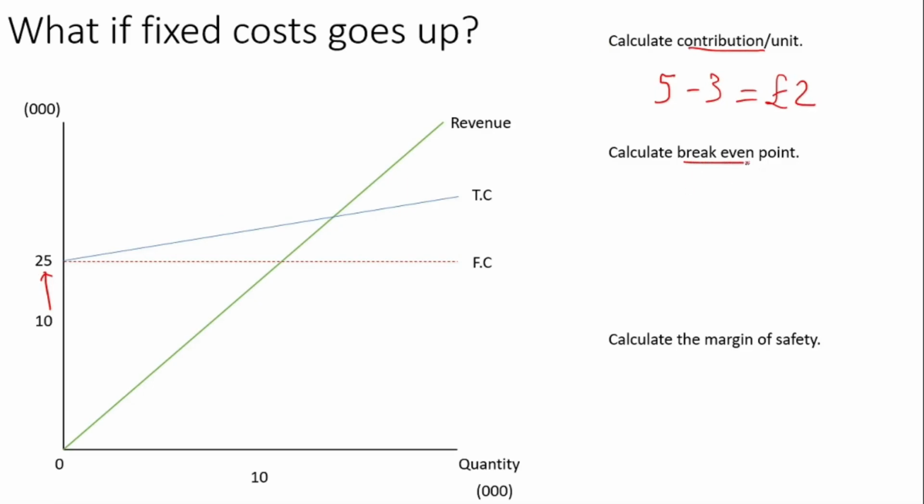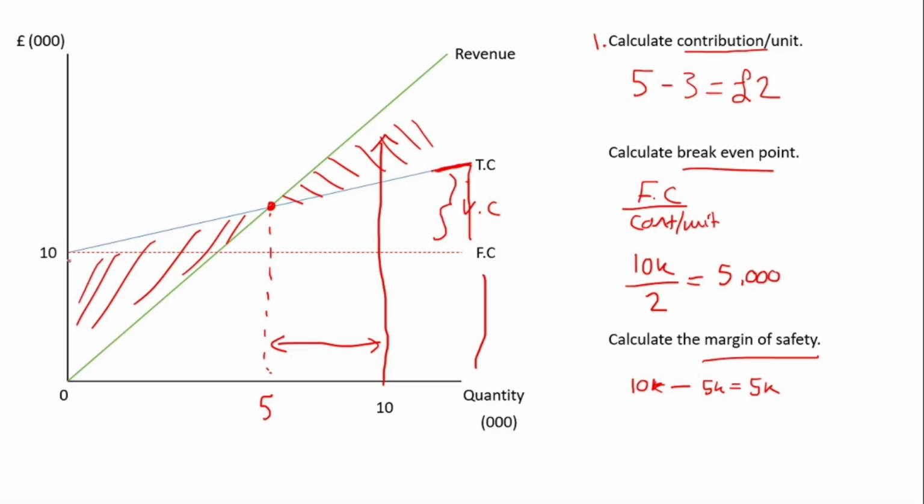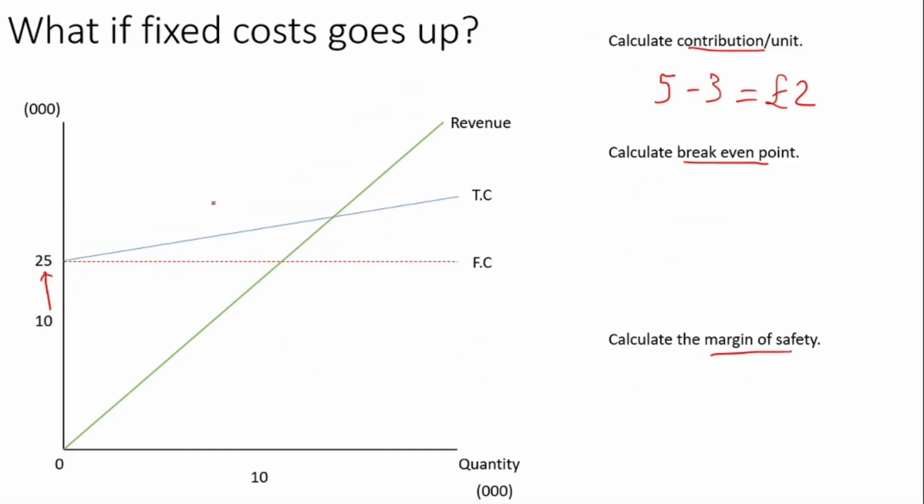The next two questions are where things differ, as the fixed cost has now gone up to £25,000. Previously it was £10,000, but now it's gone up to £25,000 due to stepped fixed costs. So we're going to write £25,000, divide that by the £2 of contribution per unit, and that's going to give us 12,500 units as the break-even point. So that's going to be located here.